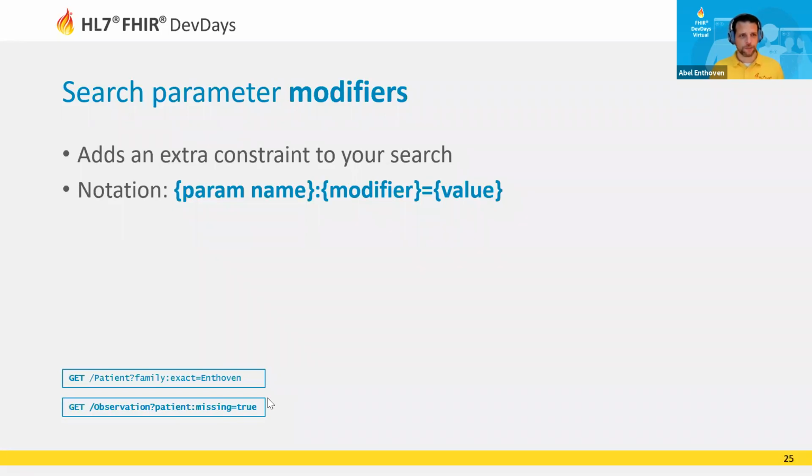And there's also other possibilities for modifiers. In this case, you see patient:missing is true. That means, okay, get all the observations where the patient is missing. So that's another way of getting other results. Those are also included on the cheat sheet, so you can read about those later too.